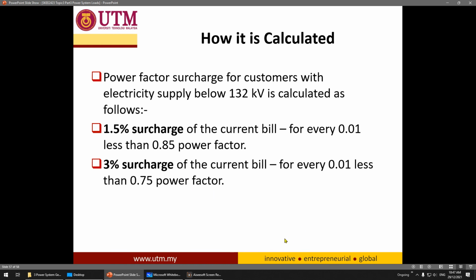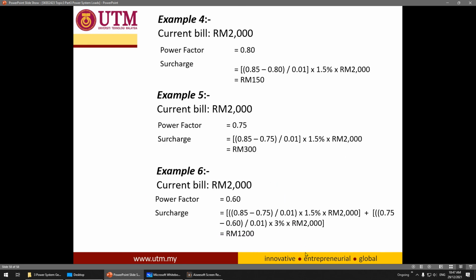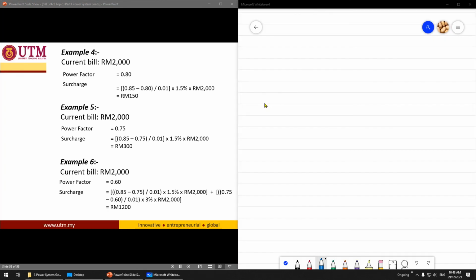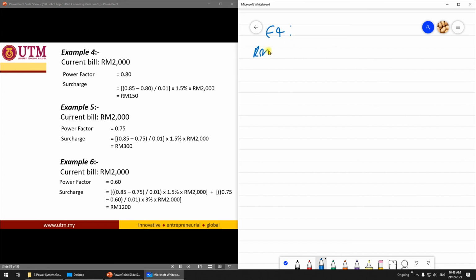So how to calculate this? I think most of you have already done assignment one. You already know how to calculate this. So I give you an example here. Let us look at example 4. Your current bill is RM2000, and your power factor is 0.8. So how to calculate this?